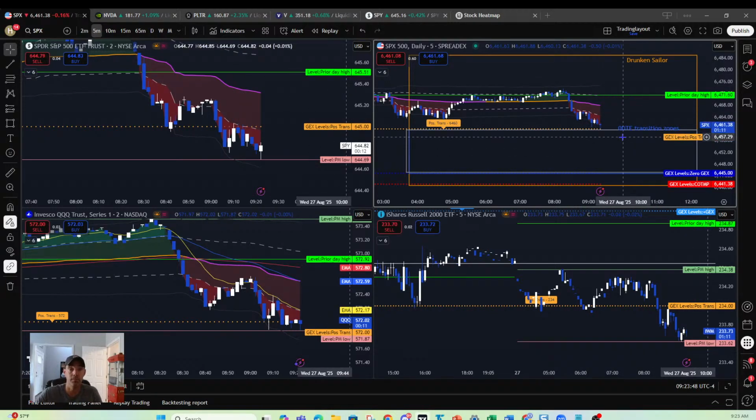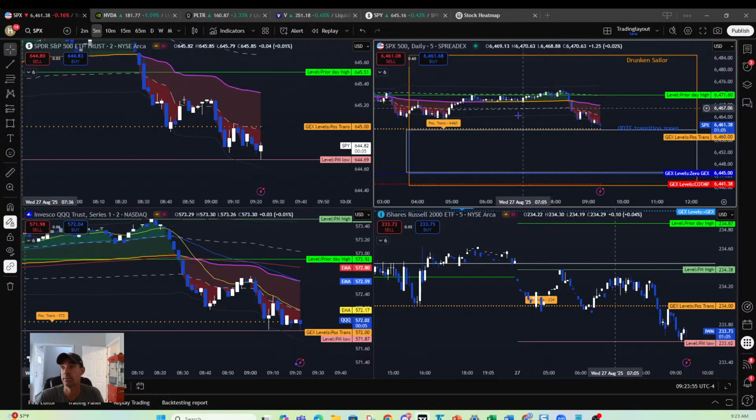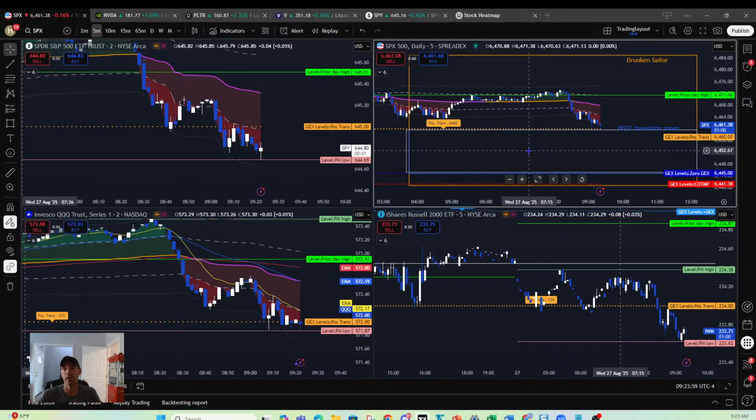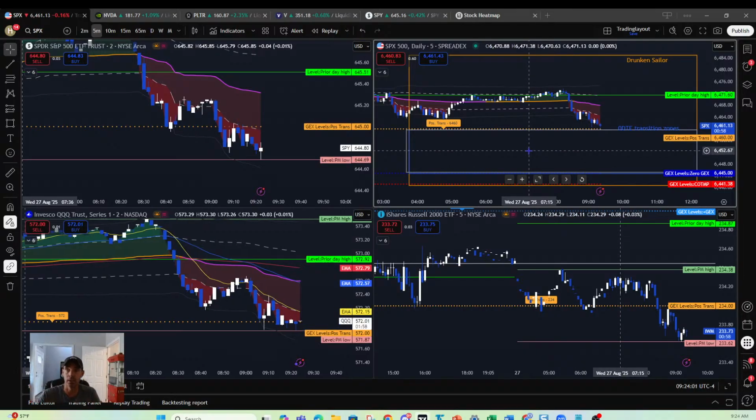And obviously with NVIDIA EPS post-market, we may just be chopping back and forth within the overall transition as well as the drunken sailor range. So a little bit longer today. I wanted to cover some single stocks. I wanted to cover some philosophy on our swing trading and the SPX game plan. Let me know if you have any questions.